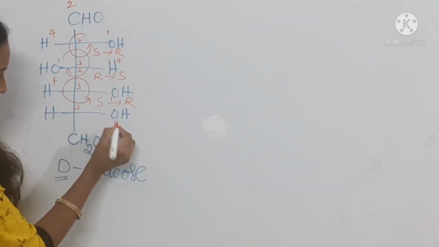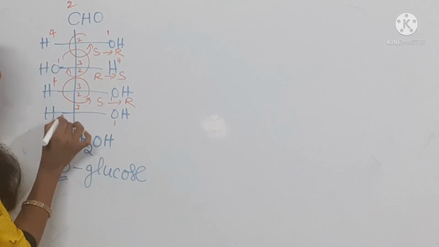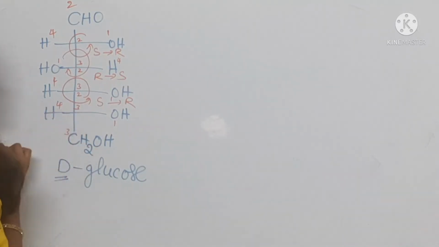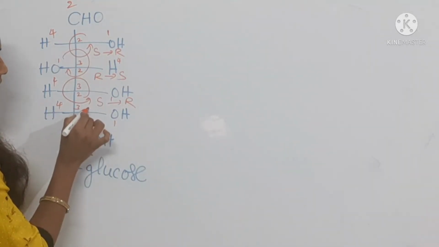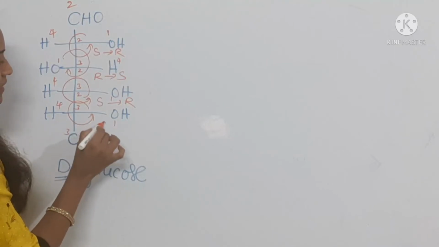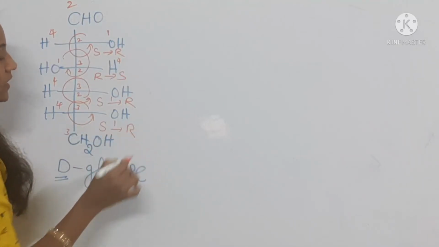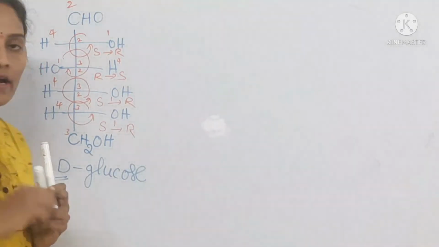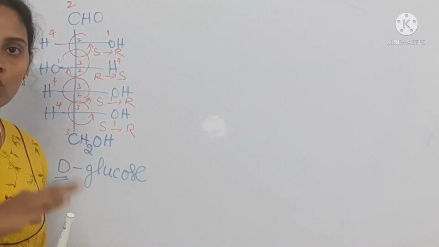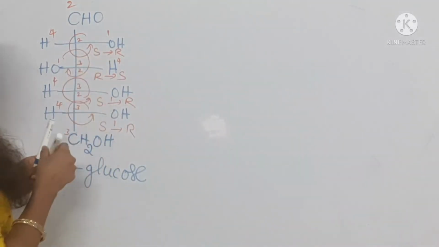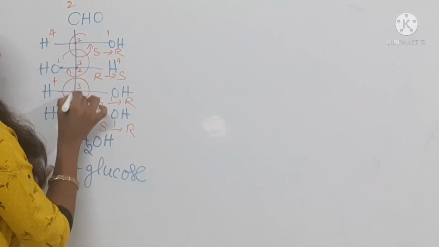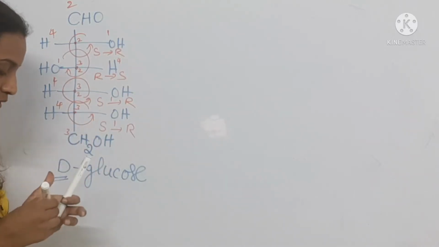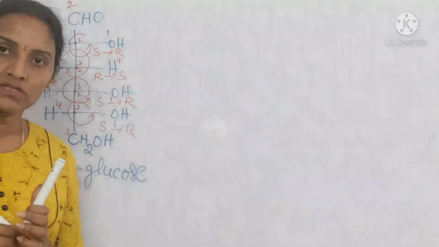Next carbon, 1, 2, 3, 4. This is also anti-clockwise direction, S becomes R. Why it is like that you already know, because the least priority one is on a horizontal plane. In D-glucose, 4 chiral centers are there, 1, 2, 3, 4. Out of 6 carbons, 4 carbons are chiral carbons.